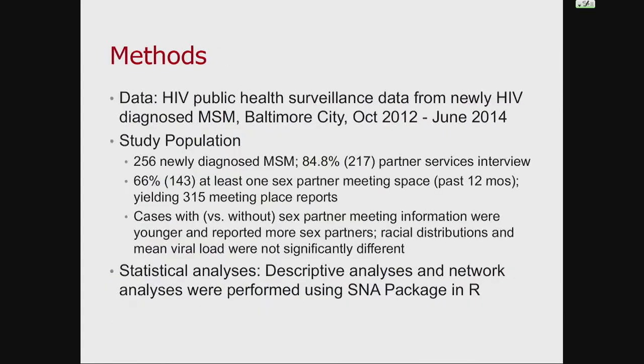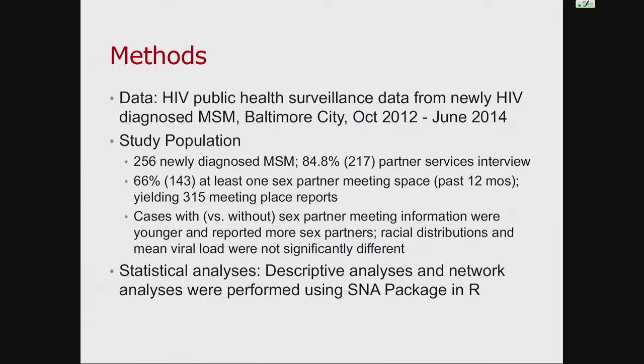So the methods, again, as I mentioned, we were using HIV public health surveillance data, in this case for a subset of data from October 2012 to June 2014. And this is when we started the implementation of a new, what we call a surveillance viral load protocol, whereby we started testing all individuals diagnosed with HIV through the Baltimore Disease Control Laboratory for viral load. So separate and distinct from an in-care viral load. We also obtain those in-care viral loads, which are mandatory reported to the state of Maryland, and we combine those together to get a robust set of viral load information.